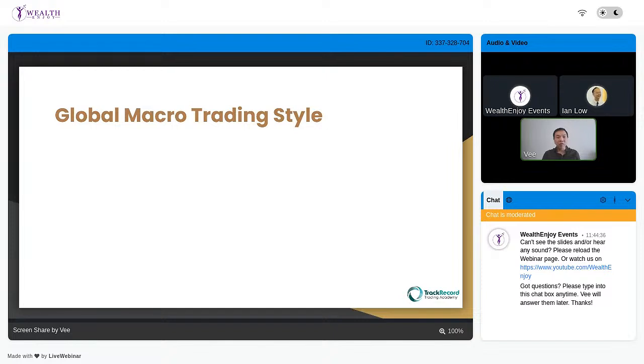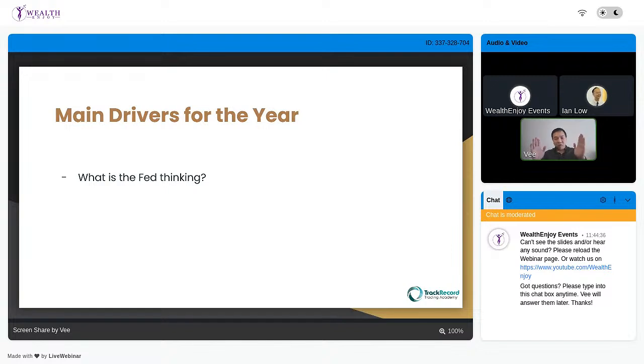What it's all about is there are some pillars of global macro, where we look at the monetary policy, political situation, geopolitical situation, as well as overall economic conditions and fiscal policies of governments to see how it's affecting the world. So the main driver for the year, as it's been for the last 2 years, is what the Fed is thinking.